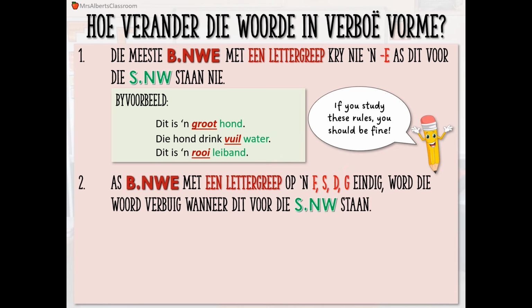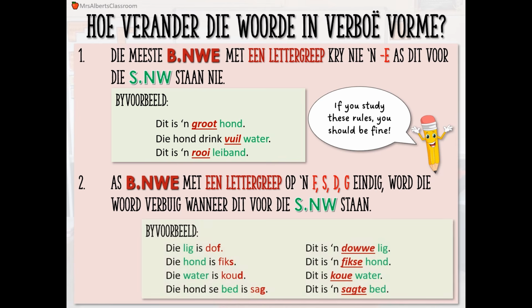However, if you have one syllable words ending on an F, S, D, or G, then you have to change it as follows. And here are a few examples. If it ends on an F, then it becomes dowwe with a double W. Fix, fixe, it gets an E. Koud, the D falls away, koue, etc.